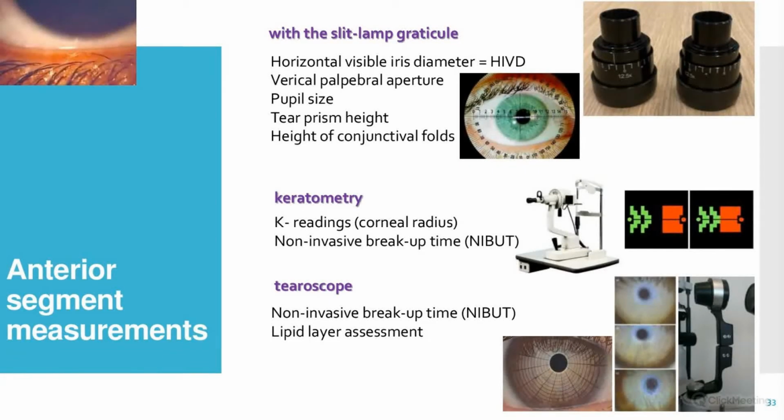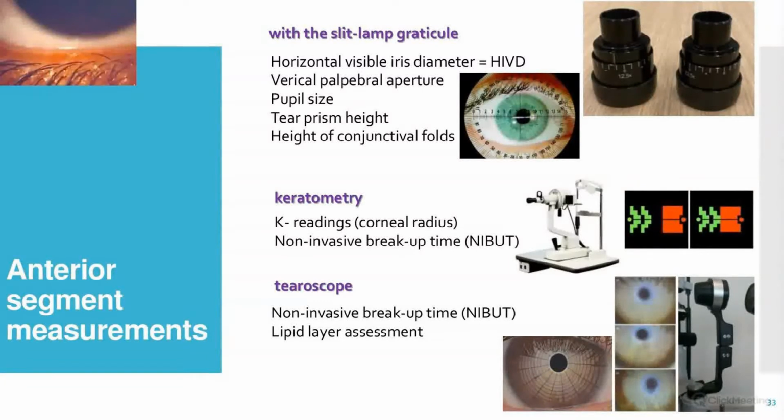What else can we manage at the slit lamp? It is very useful that the slit lamp has eyepieces with a graticule, where you can also assess the horizontal visible iris diameter. You can also assess pupil size, and also tear prism height, if you have this scale where you can really tell in millimeters these parameters.